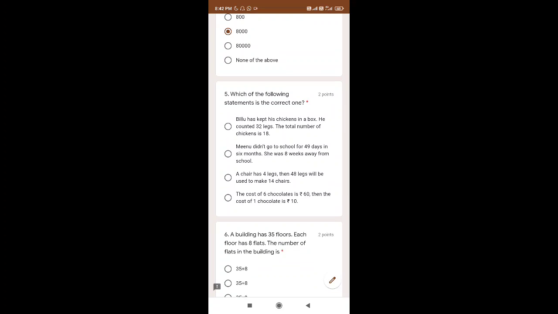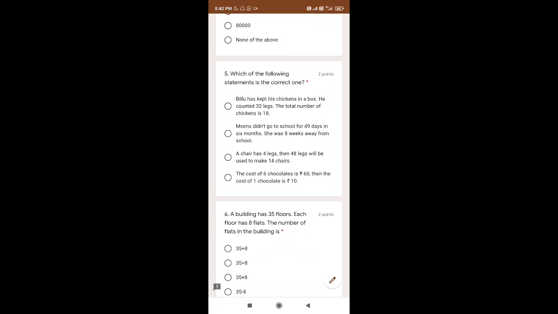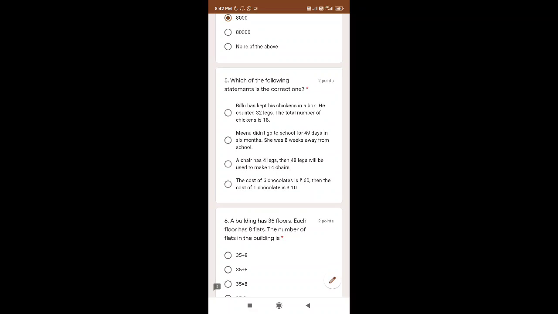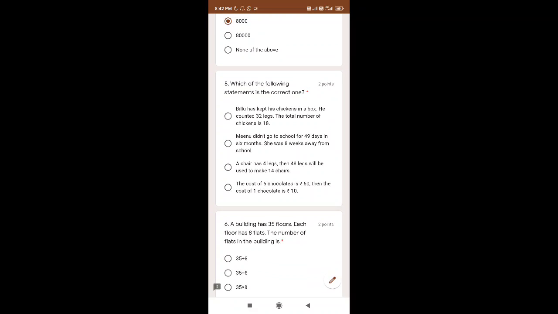So option A. Billu has kept his chickens in a box. He counted 32 legs. So all of you know students, one chicken has how many legs? 2 legs. So here total number of legs are 32. So number of chickens will be 32 divided by 2. It will be 16. But here the total number of chickens is 18 is given here. So this is the wrong statement.